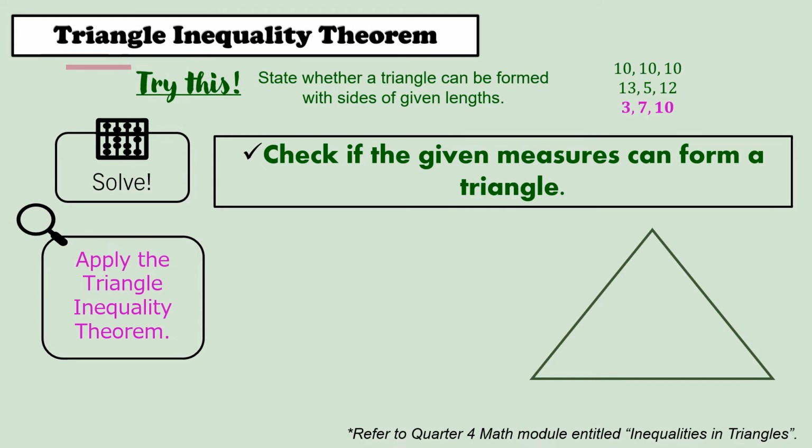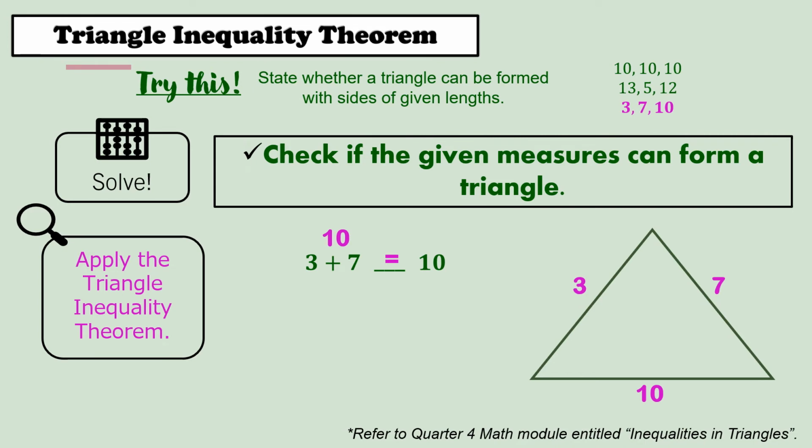Lastly, we check if the given measures 3 units, 7 units, and 10 units can form a triangle. We take first the sum of 3 and 7, which is 10, and compare it to the measure of the third side, which is 10. This statement shows that 10 is equal to 10. Let's look at the other pairings.